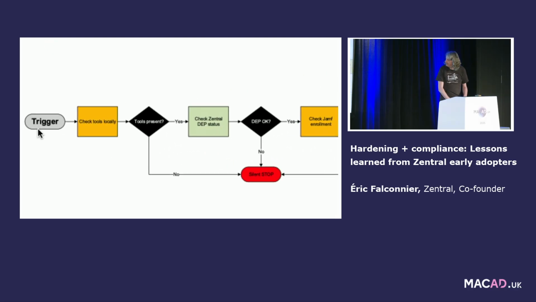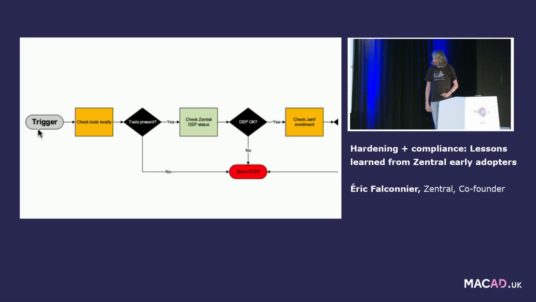Is it big enough? Yeah. So we start with a trigger. A trigger can be a timer, again with local time, or a self-service item. We check the availability of the tools. Who knows? It could be that we have the trigger but not the tools. We want to make sure that the migration tools are there.